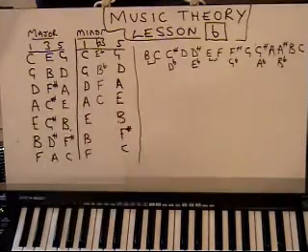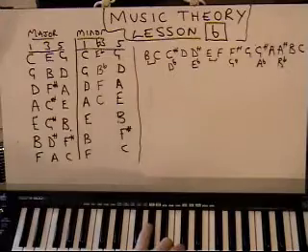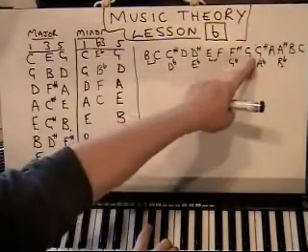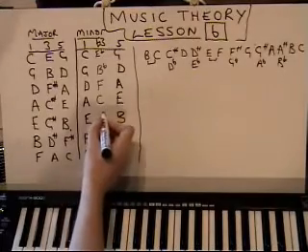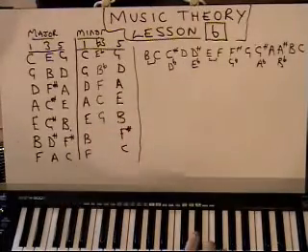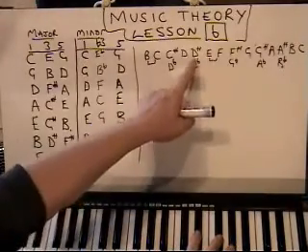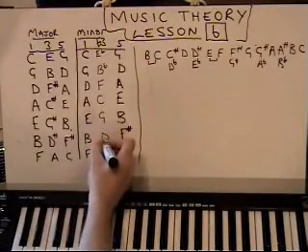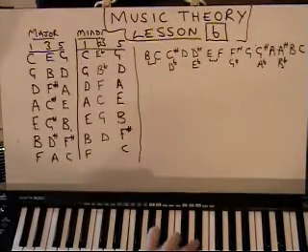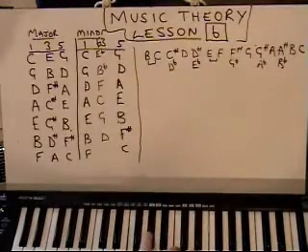And an E chord is E, G sharp, B. And if I flatten the G sharp, one note, it becomes a G. So it's E, G, B. And a B chord has got two sharps, B, D sharp, F sharp. If I flatten the D sharp, it becomes a D. And finally, F, A, C. If I flatten the A, it becomes an A flat.